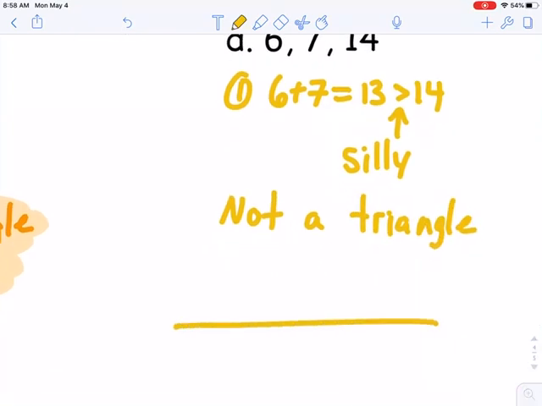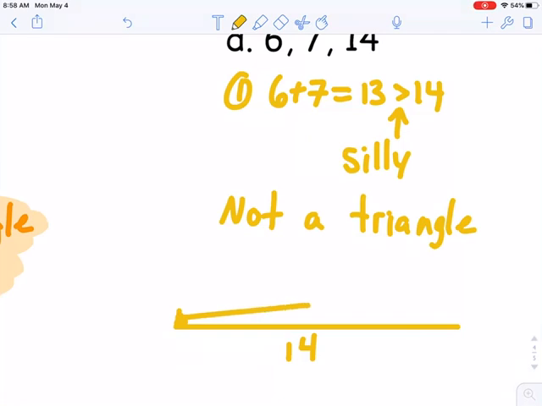All right. And just to emphasize things, if this side length right here is 14, and I try to make a triangle with side lengths of 6 and 7, they don't match up. They can't reach each other. They would collapse. Can't make a triangle.